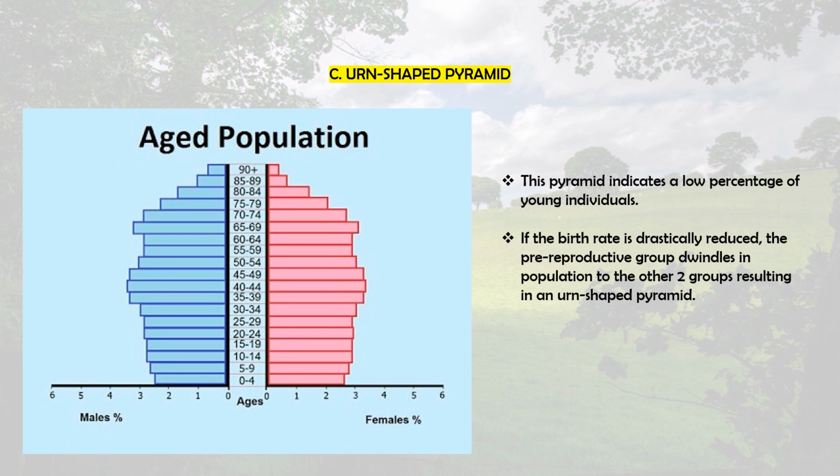And the third one is urn-shaped pyramid. Here, the pyramid indicates a low percentage of young individuals. When the birth rate drastically decreases, the pre-reproductive group actually dwindles in the population compared to the other two groups, resulting in an urn-shaped pyramid. This population is aged population or declining population.